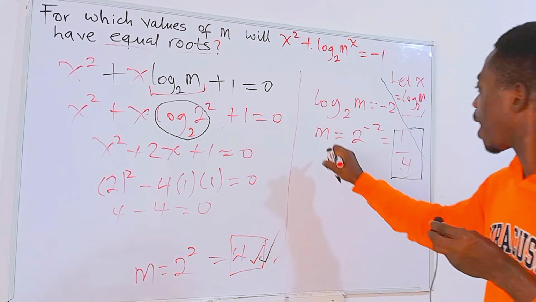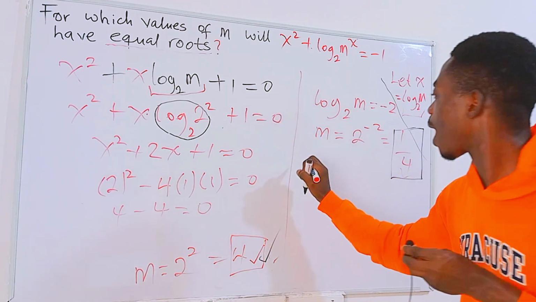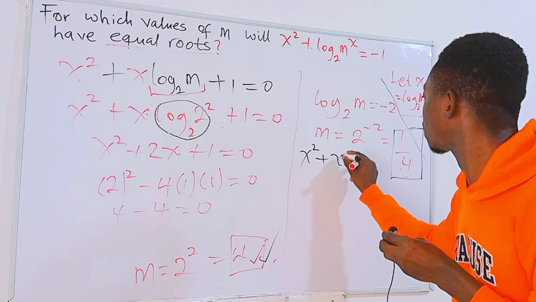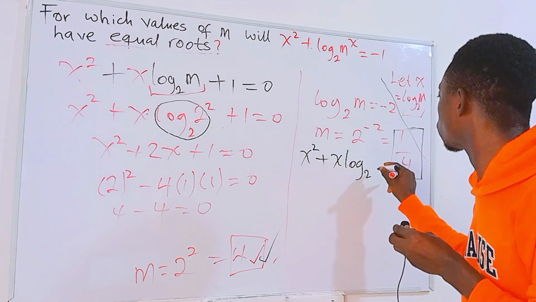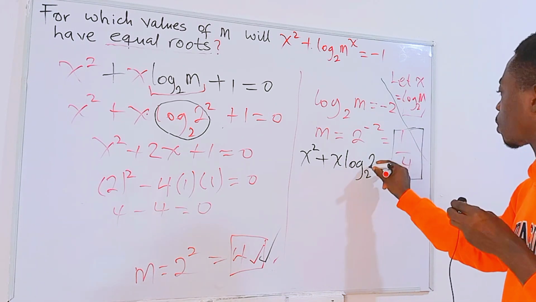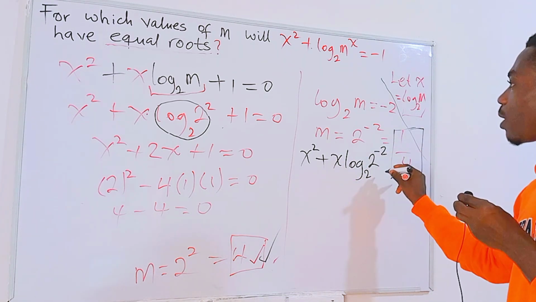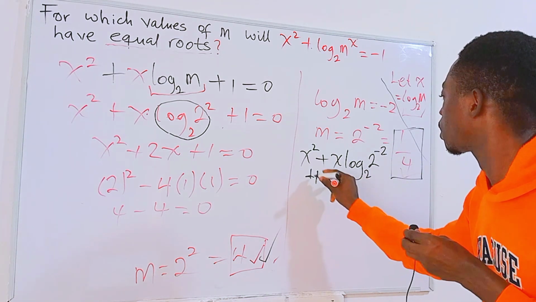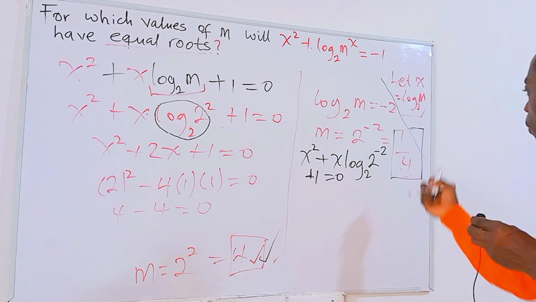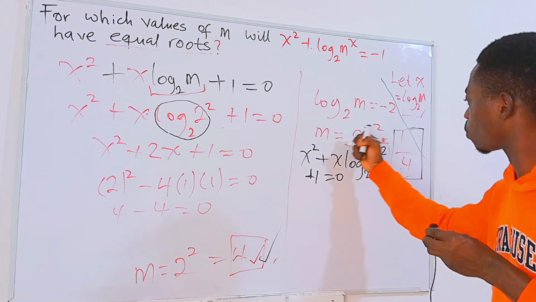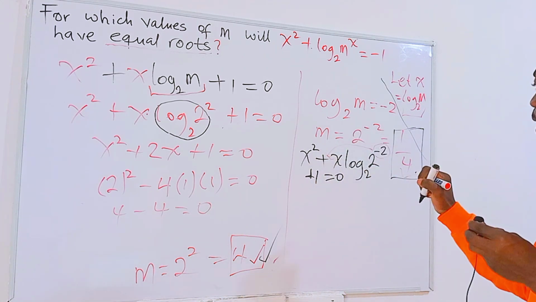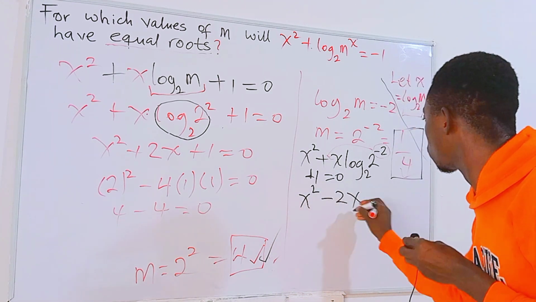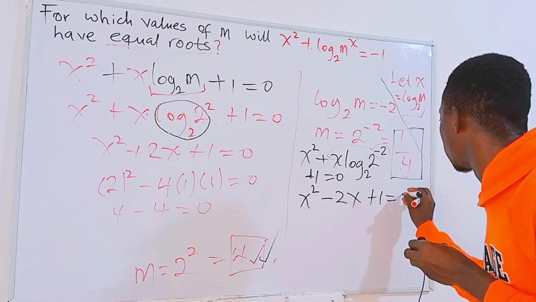Now, when m is equal to 1 over 4, we're going to have x squared plus x log base 2 of 1 over 4 is the same as 2 to the power negative 2. Then we have plus 1 is equal to 0. Just like we did before, we're gonna move this negative 2 to the front here so that the equation now becomes x squared minus 2x plus 1 is equal to 0.